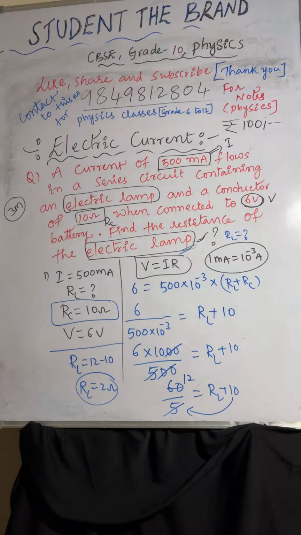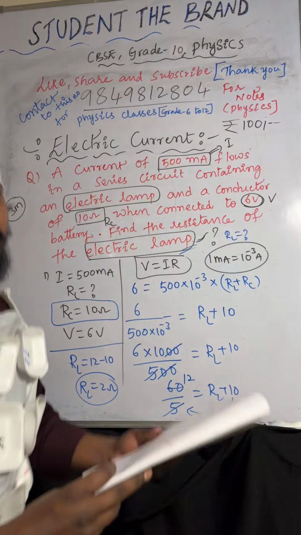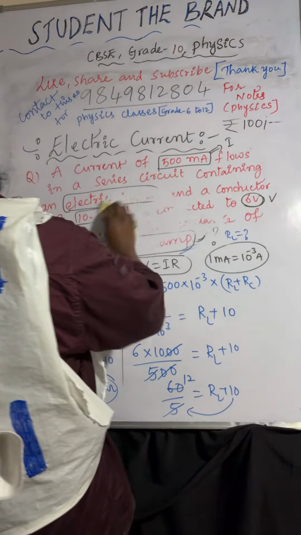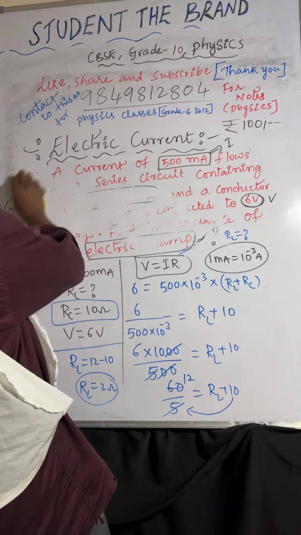So RL is 2 ohm. Those who said the RL equal to 2 ohm, that is the correct answer. So we'll go to the next one, one more problem. Okay, so let's start. This time I'll give a simple problem. So try to solve it. This is also a simple one only, but we need to understand.